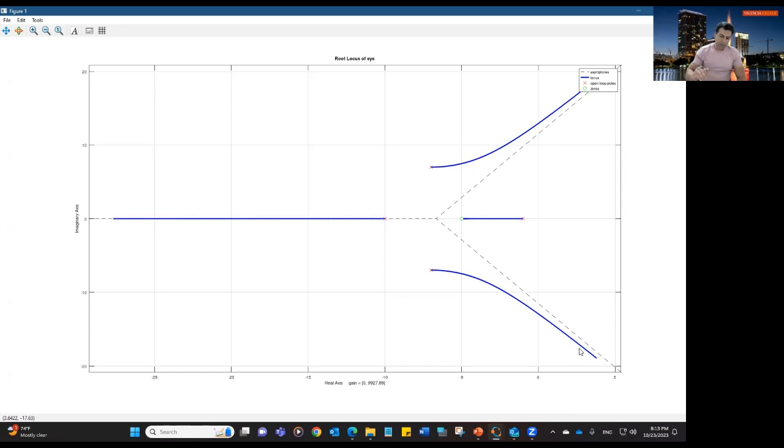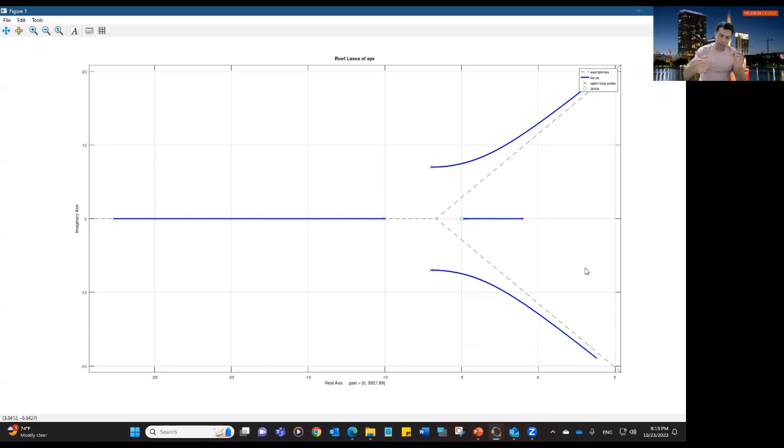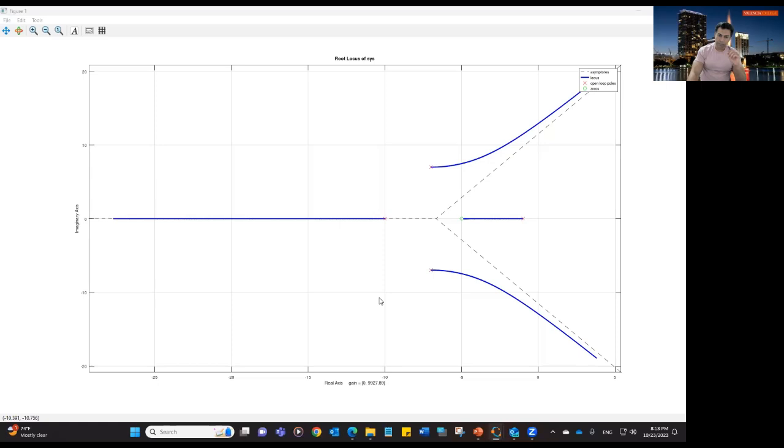But remember, the basic concept is that you are calculating the roots of the characteristic equation by changing the value of k. And you are putting together all of those roots, all of the first roots, all of the second roots, all of the third roots, all of the fourth roots. In this case, there are 4.